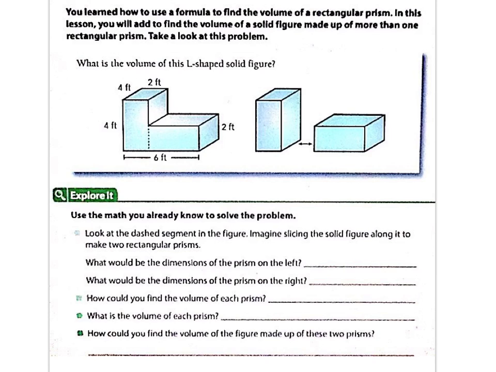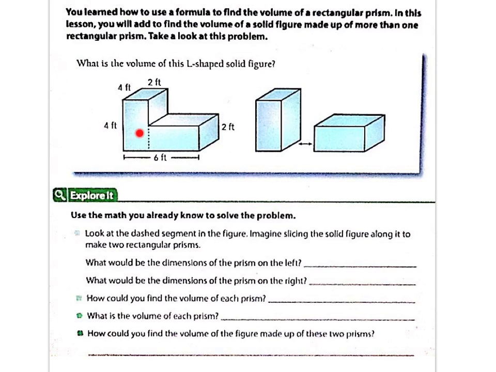So the first thing I want you to notice is this little dotted line right here. What they have done is they've shown you a great place to divide this figure. And if you look here, you see what they've done when they've divided it. It's made this figure here and then this figure here. So what we're going to work on is finding the volume of each of these solid figures individually. Okay, so the first thing we're going to do is, remember, volume is length times width times height.